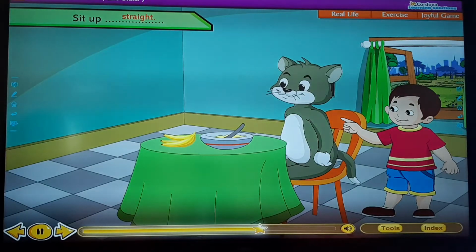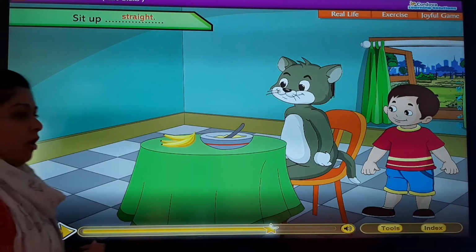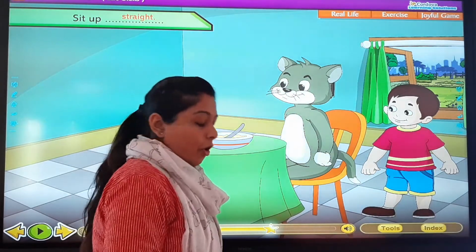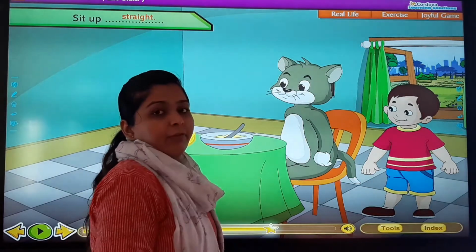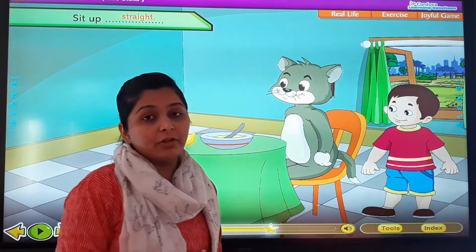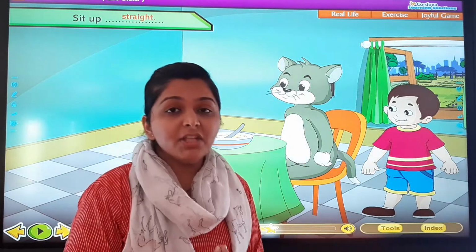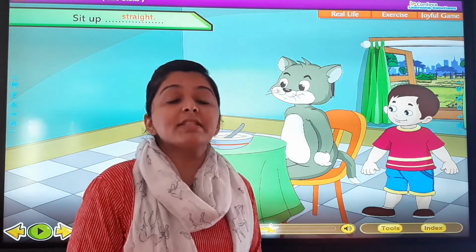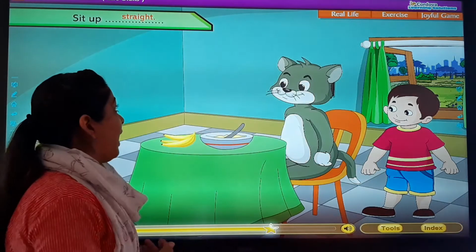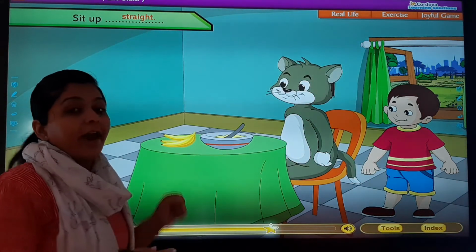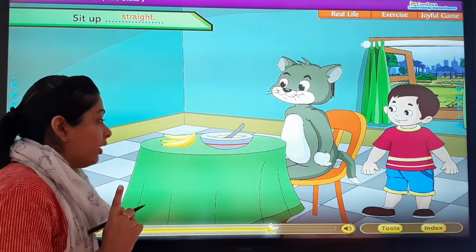Sit up straight. We should always sit straight, not like this. Okay, we should not bend. We should always sit straight at the table. While having lunch and while having dinner, we should always sit straight. So your next blank will be straight. Write down the correct spelling, dear children, okay?